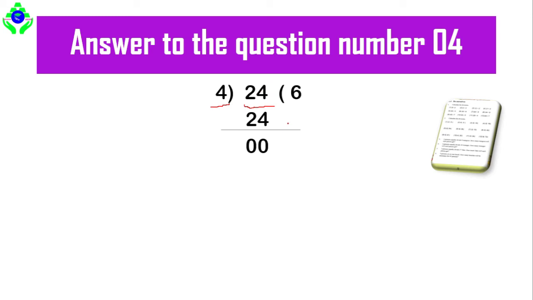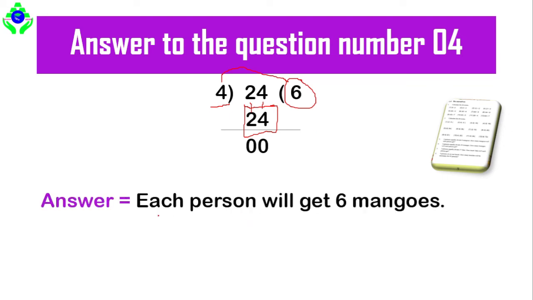And now it is time to see how we can solve it. You know that if we multiply this 4 with this 6, the answer will be 24, and that's why we write 24 here. After that, you know that 4 minus 4 is equal to 0 and 2 minus 2 is also 0. So finally we can say that the answer will be 6. If we write the answer, it will be like that. Each person will get 6 lozenges.